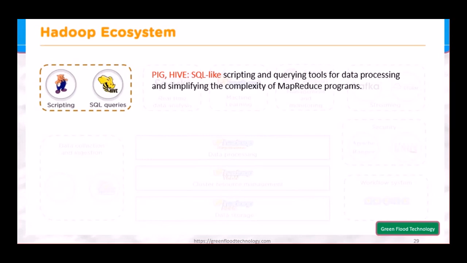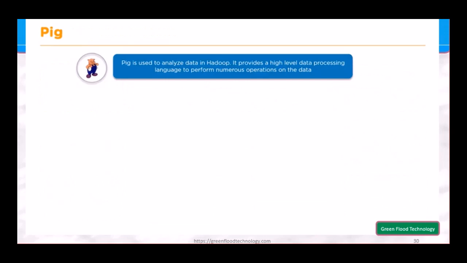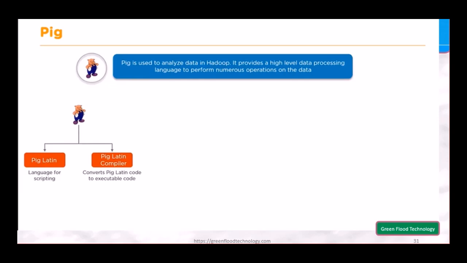Pig and Hive are especially SQL-like or structured query scripting and query tools for data processing and simplifying the complexity of MapReduce programs. Pig is used to analyze data in Hadoop. It provides a high-level data processing language to perform numerous operations on the data. And Pig is a special tool for querying data in a Hadoop cluster.